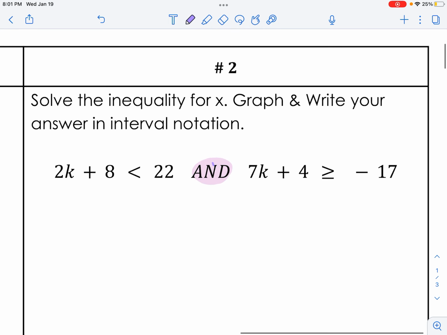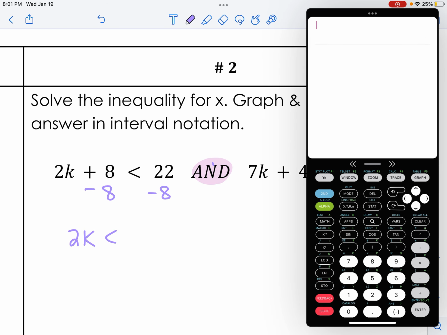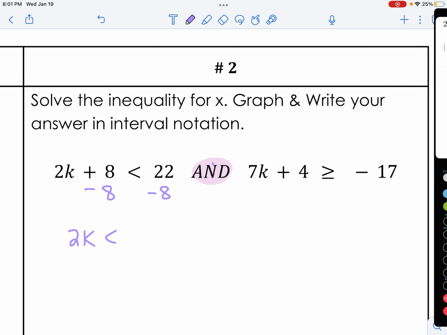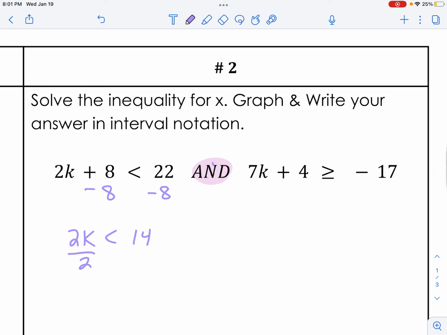We're going to start by solving. I'm going to go real quick. First, on the left, I'm going to subtract 8. So I get 2k is less than, what do we have here? Let's use our calculator. 22 minus 8, 14. Okay, good. And then we divide by 2, divide by 2. k is less than 7. Put my AND in the middle.